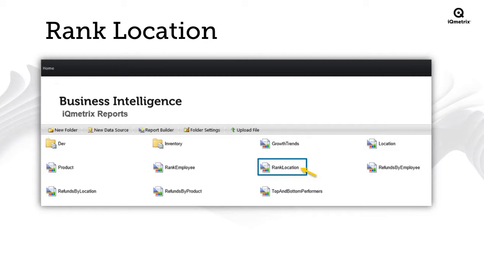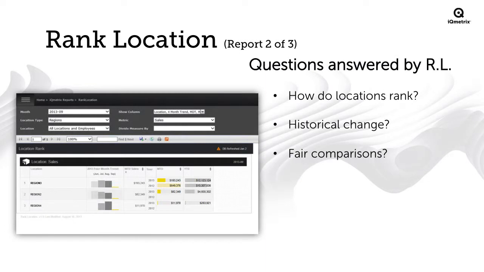Okay, so next we'll look at report 2 of 3. This is a new one. So for current BI subscribers, this is going to come to you in a couple weeks. Rank location. Questions answered by rank location. How do my locations rank or compare to each other? What's happened over the last 4 months and over the last year? And how do we make fair comparisons?